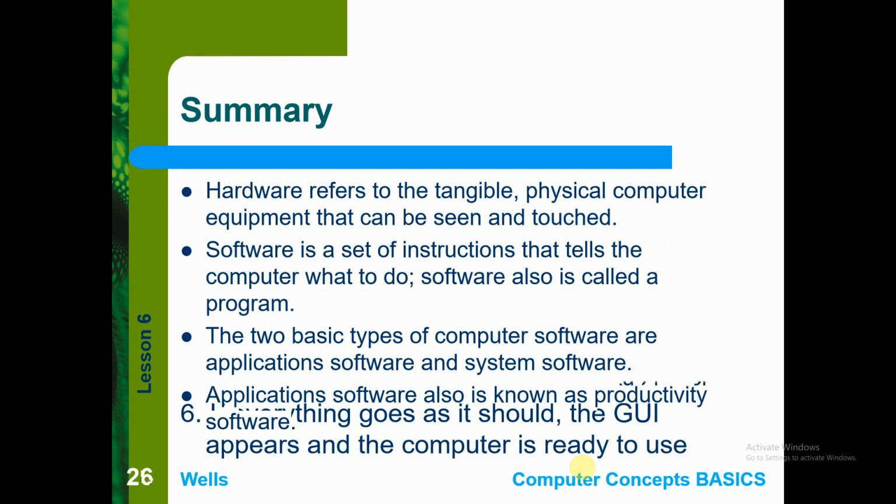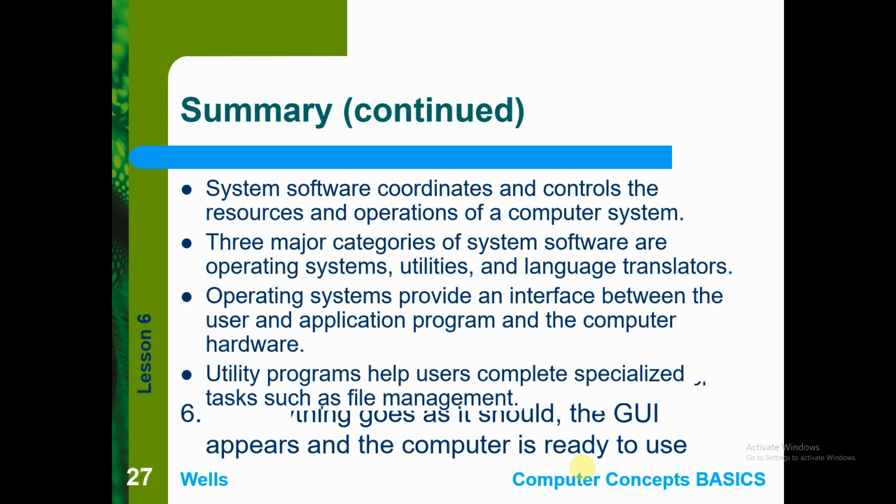So to summarize, going back to the definitions: physical is hardware, then software is programs and the digital version of the instructions and applications that we use to execute our commands and instructions to the computer. The two basic types of computer software are application software and system software. Application software is also known as productivity software. System software coordinates and controls the resources and operations of the computer system.